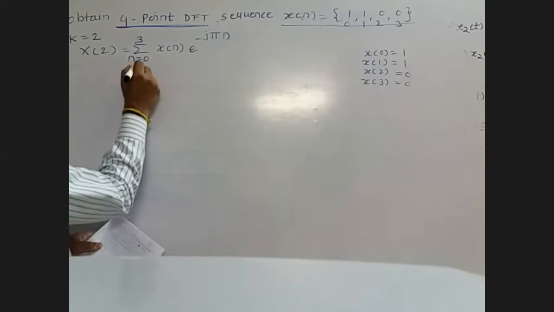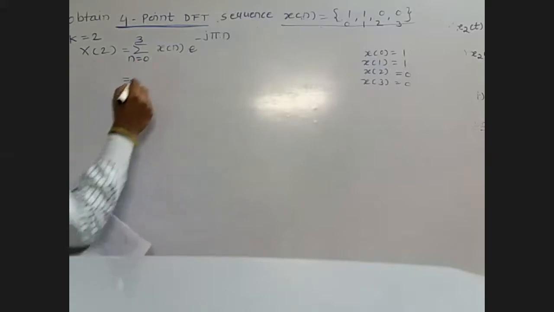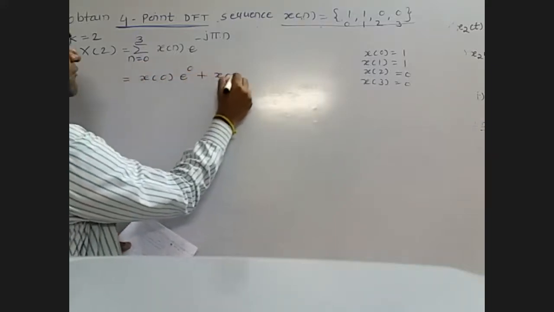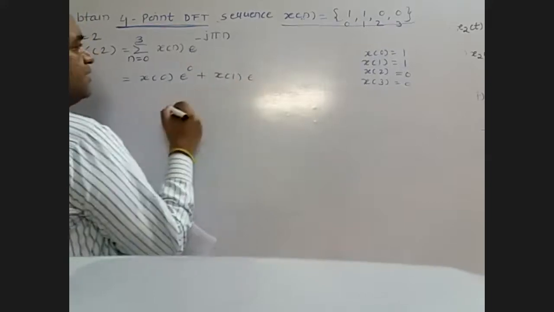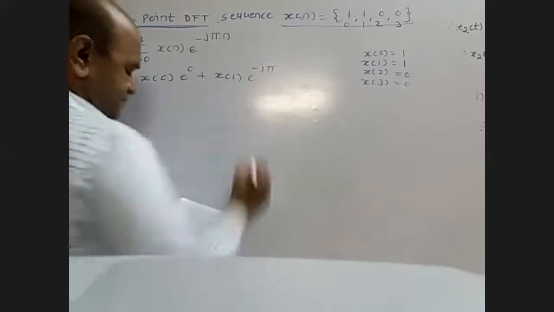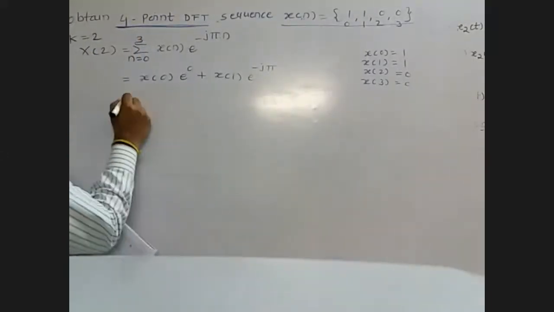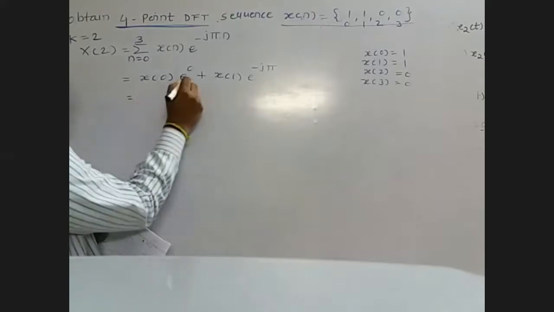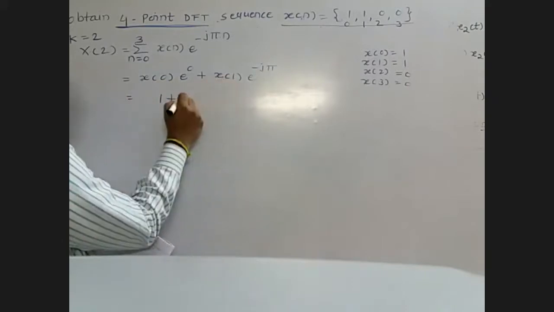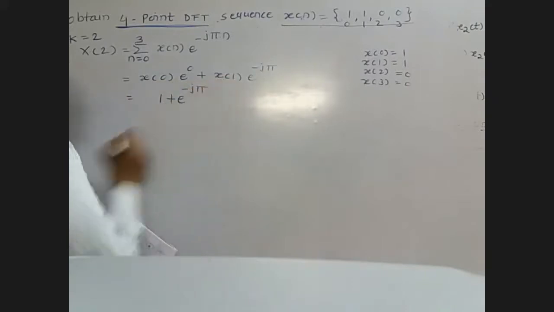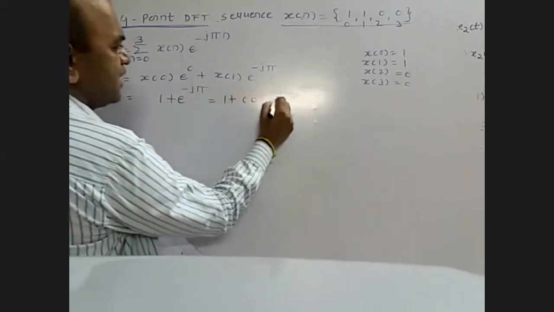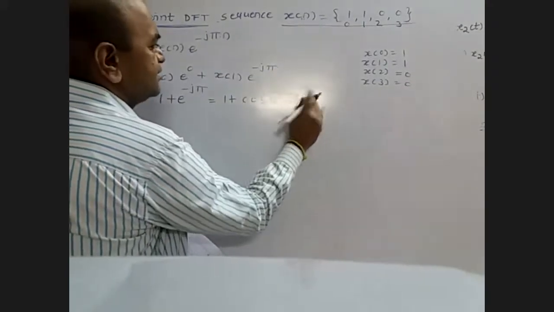So I solve it with n equal to 0 to 3. I write x of 0 e raised to 0 plus x of 1 e raised to, now n is 1, so here you will get minus j pi. Now x of 0 is 1, and x of 1 is again 1, so the whole term will be 1 plus e raised to minus j pi. Now we solve this expression: 1 plus cos pi minus j sine pi.